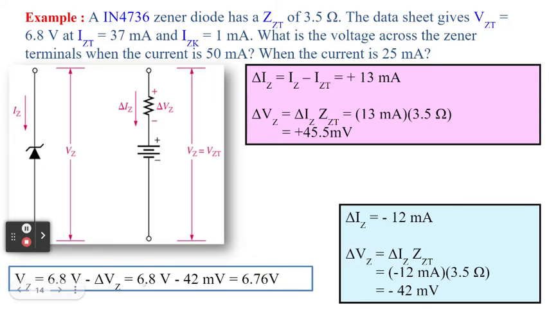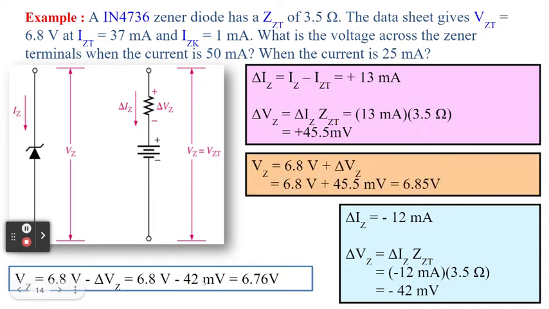And the delta VZ is equal to 42 millivolts here, because this one is for the current of 25 milliamperes, because there's two calculations here, one for 50 milliamperes and one for 25 milliamperes. So in the other VZ, we have 6.8 volts plus delta VZ. So we get 6.8 volts plus 45.5 millivolts. That's equal to 6.85 volts. That's the VZ. And this is when the current is 50 milliampere.